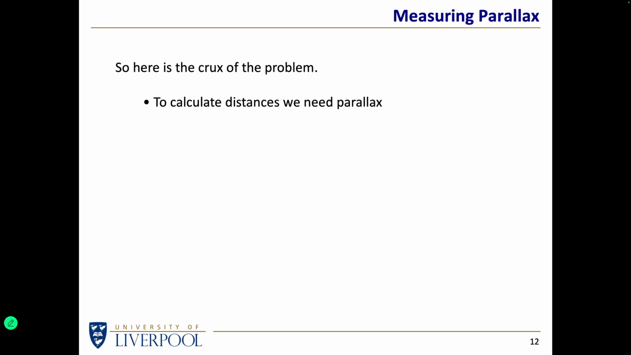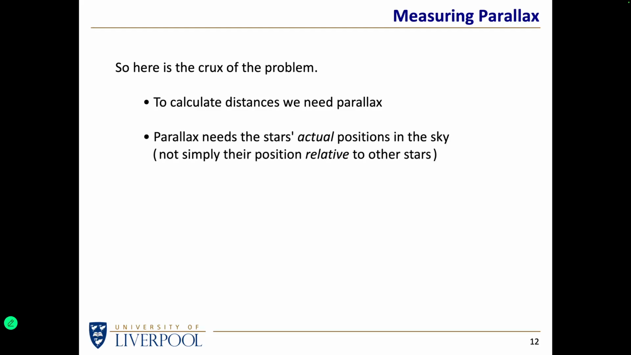If we want distances using the parallax, the apparent change in position as we go around the Sun, well, we need parallax to determine distance. But parallax needs the actual position of the star in the sky, not simply the position of one star relative to another star, which might also appear to be moving because of parallax. Not only that, but the stars themselves are moving. They are moving around the center of the Milky Way, so-called proper motion.